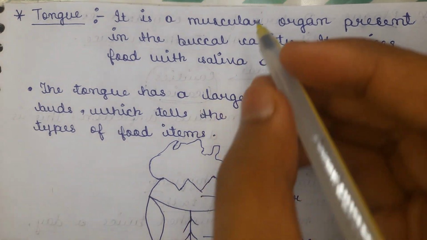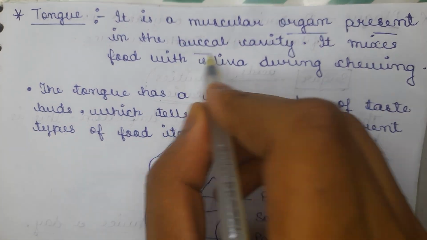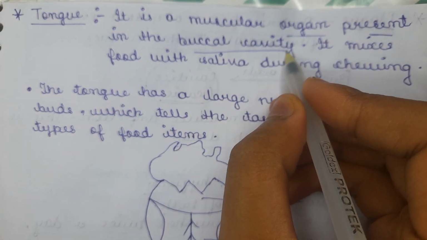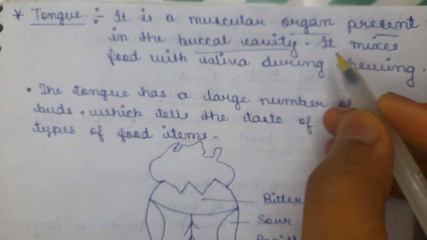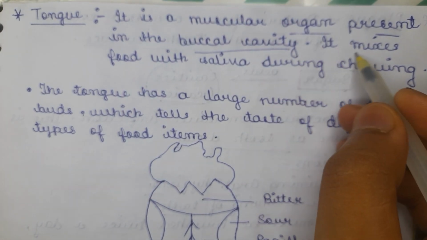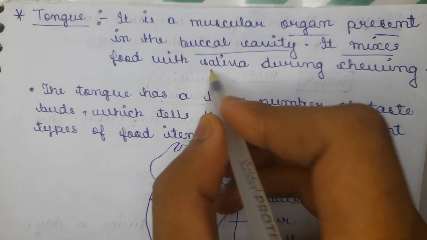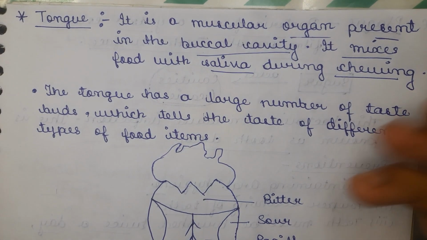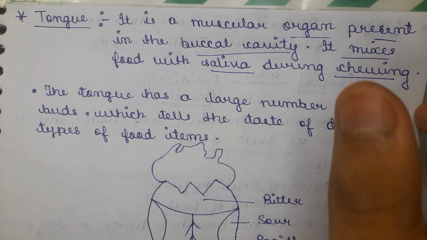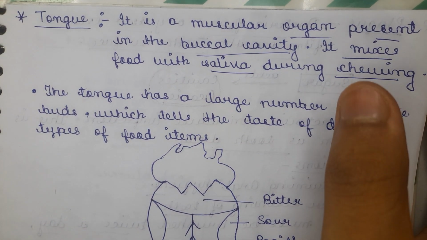Tongue is basically a muscular organ present in the buccal cavity where the teeth are also located and the salivary glands are also located. The function of the tongue is to mix the food with saliva during chewing, and it also helps in the swallowing of the food.